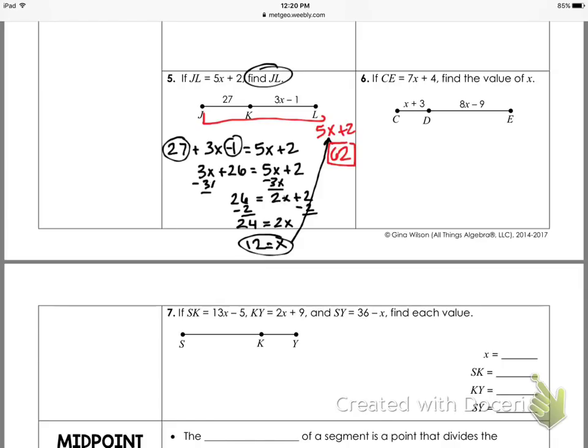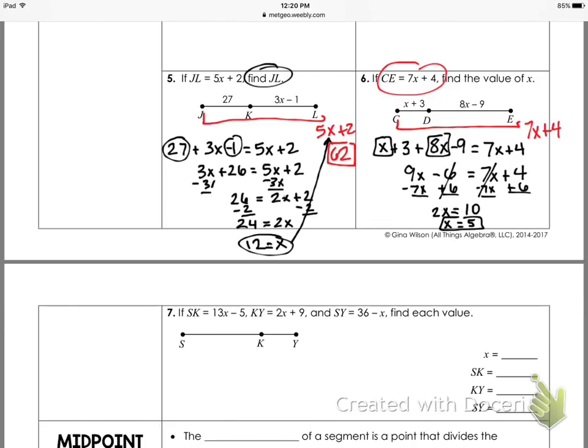Let's look at number 6, CE. That is the whole, equal to 7x plus 4. So again, let's try to go through this one and solve it. Part 1 is x plus 3 plus part 2 is 8x minus 9 is equal to the whole, 7x plus 4. So if you want to, take a second, try this one on your own and see what you can get. After you work this out, like I already have done here, you're going to get that x is equal to 5. It only wanted us to get the value of x, so there's no need to go back and plug anything else in.